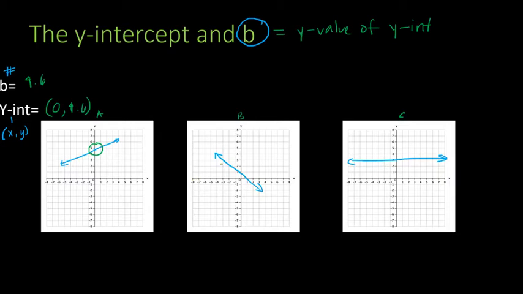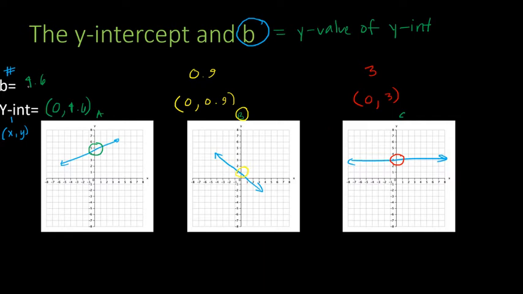Let's do this again with the second example. So you can see in this graph B, the line is crossing the y-axis right at about, I would say, 0.9. So the y-intercept is at (0, 0.9), and the value of b is just 0.9. Let's do our last example. It looks like this is crossing the graph right at about 3. So our y-intercept is at (0, 3). Our value of b is 3.